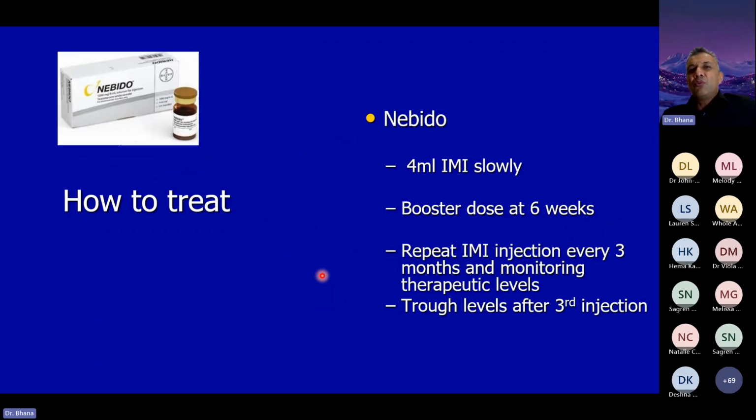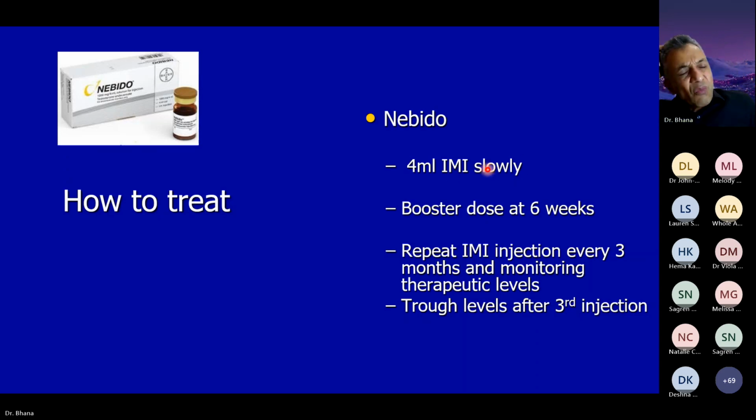Then you've got Nebido, which is a formal injection. It must always be injected in the buttock. You have to go slowly. A doctor and a nurse can do this. The client can't do it themselves because it's a 2-minute injection.